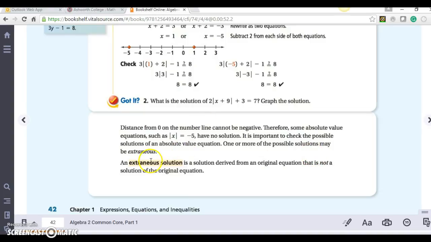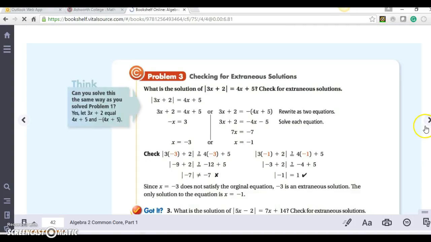So when you solve for it, you get a solution, but when you plug it back in, it doesn't work. Those are extraneous solutions. So let's do an example. We have the absolute value of 3x plus 2 equals 4x plus 5. So we have two different equations: 3x plus 2 equals 4x plus 5, or 3x plus 2 equals the negative of 4x plus 5.